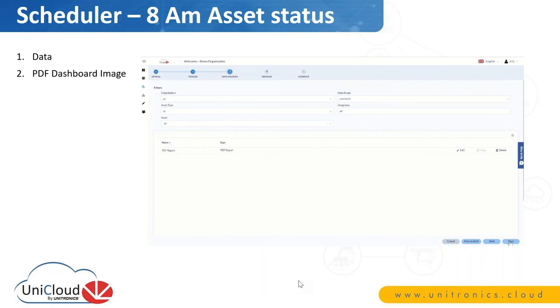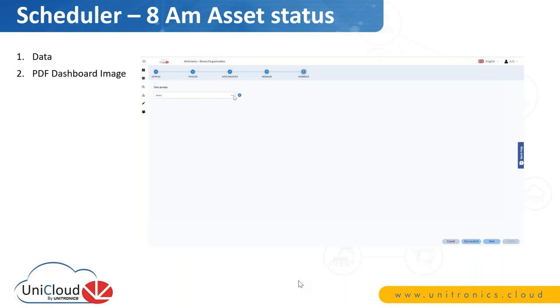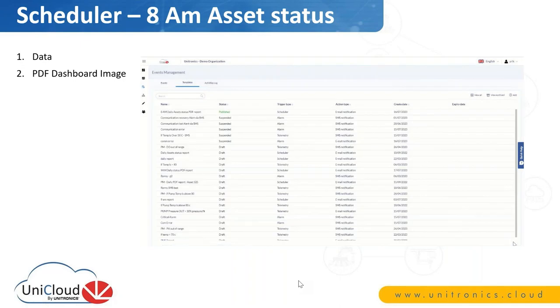So now that I have created this piece of information, I need to basically compose my email. So this is your 9 a.m. daily report, something in the body text. So attaches a link to your 9 a.m. daily report. Press next. Select who is going to get it. In this case, it will be myself. Finish.